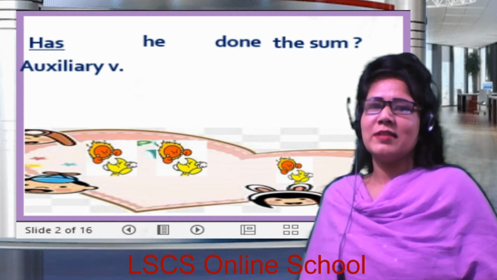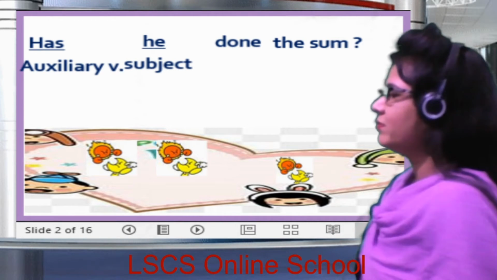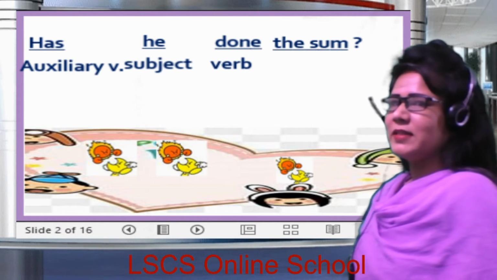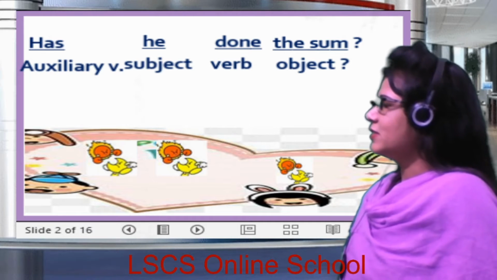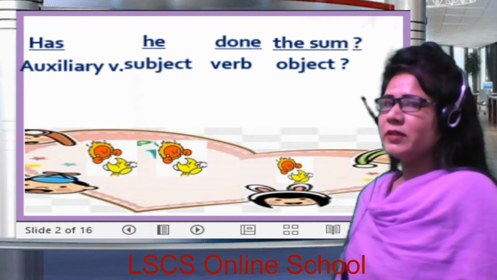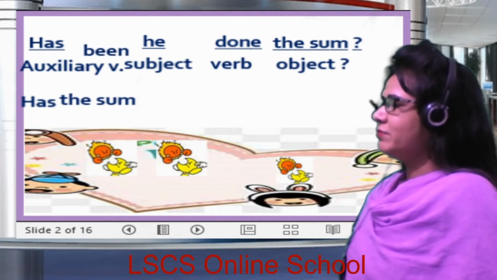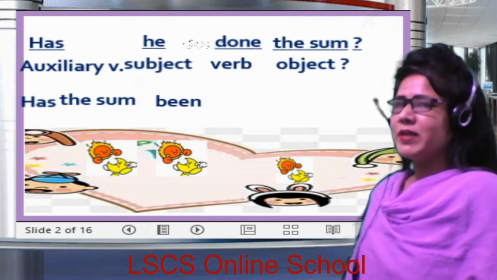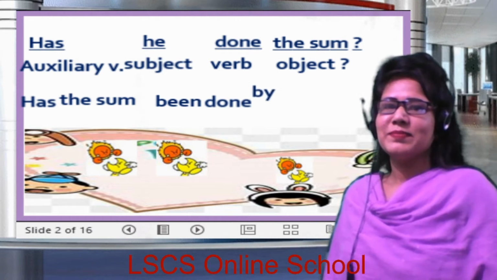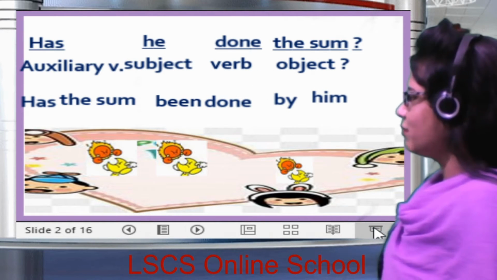At first, the structure of the sentence is auxiliary verb, subject, main verb, object and question mark, dear students. Please see. Okay, dear learners. So this is an interrogative sentence. Now we'll change it into passive mode. See on the screen. Has the sum, dear learners, been done by him? And at last put an interrogation mark, dear students.